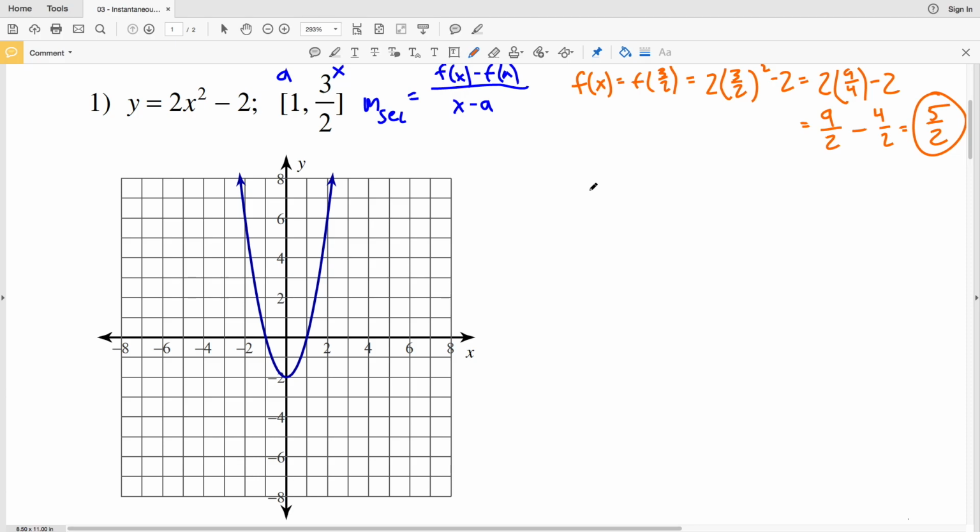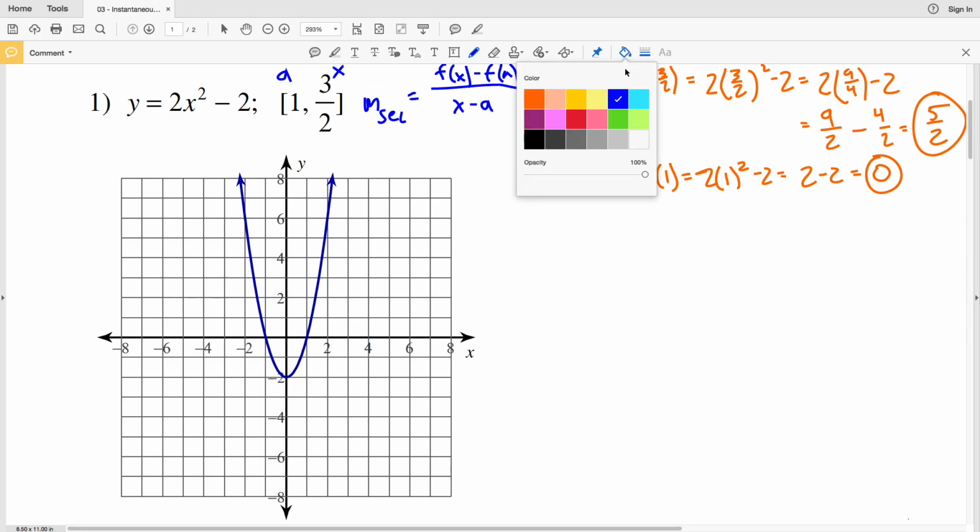Now I'll calculate f of a. F of a is f of 1, and that's 2 times 1 squared minus 2, which equals 2 times 1 minus 2, which is 2 minus 2, which gives us 0. So f of a is equal to 0. Now that I have f of x, f of a, and I know what x and a are, I can calculate that slope of the secant line, which again is my average rate of change.